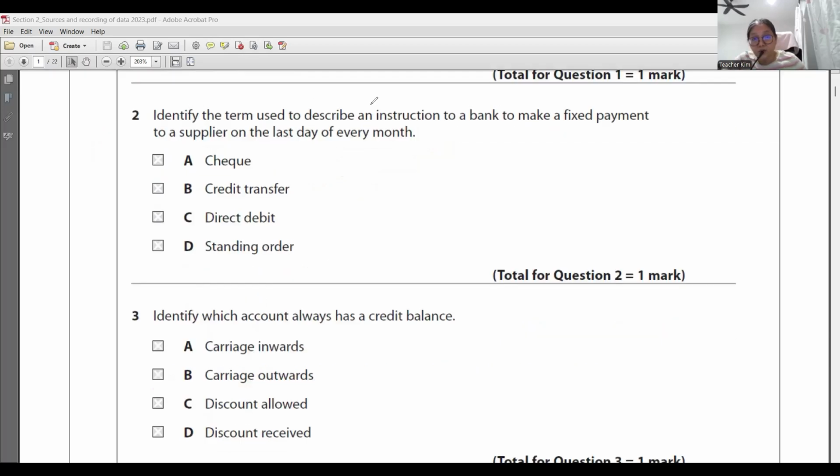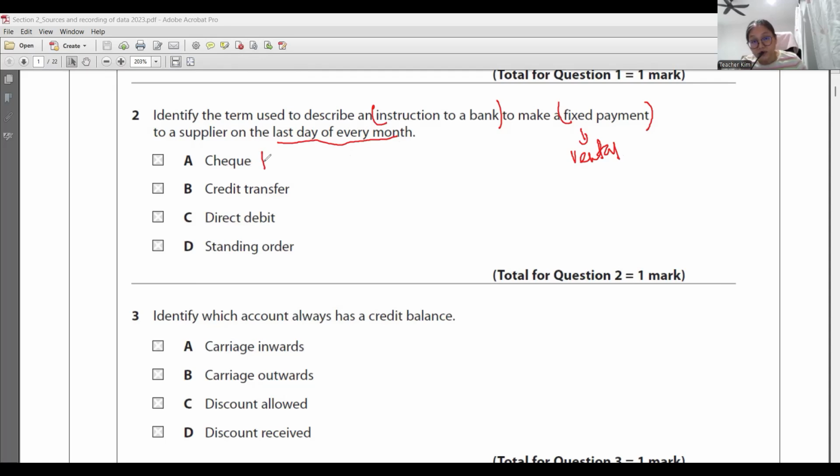Identify the term used to describe an instruction to the bank to make a fixed payment. This is an instruction to the bank with a fixed payment to a supplier on the last day of every month. That means the bank follows your instruction and makes a fixed amount payment. This is very useful for rent, because every month is the same amount, so the bank will just automatically transfer your money to the receiver.